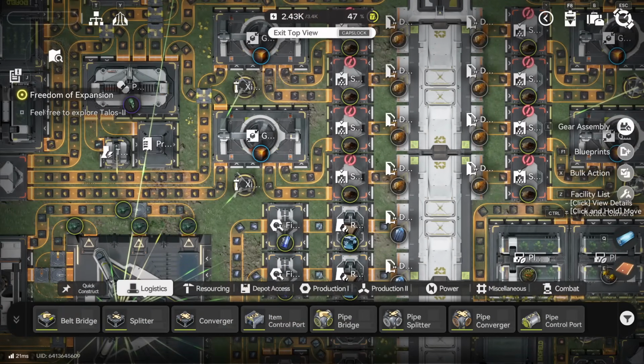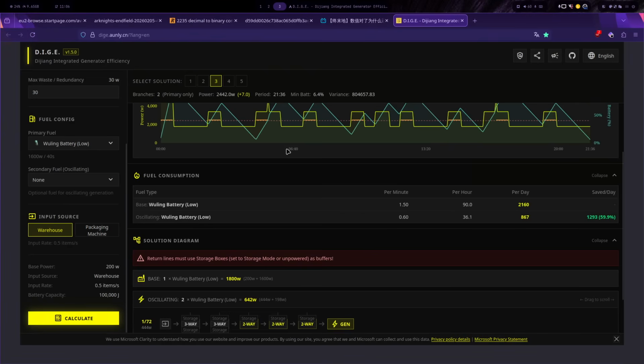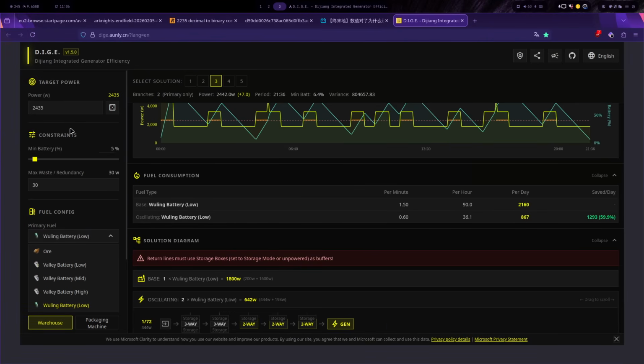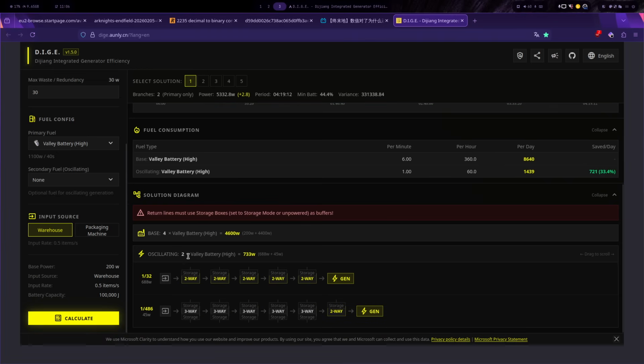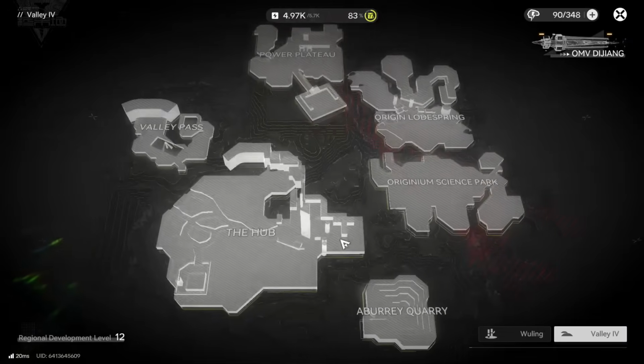The good thing about this design is it also works with the Valley AC battery. So let's go to my Valley factory for a moment. I think I need 5,333 power. Don't ask me, I have a lot of zip lines placed down. If I do Valley battery high now, this design still works. Unlike the 12-bit PWM, I need 4 Valley high batteries, and then I need to use 2 Valley high batteries that are oscillating. And let's go to my Valley 4 factory really quick to show that this also works.